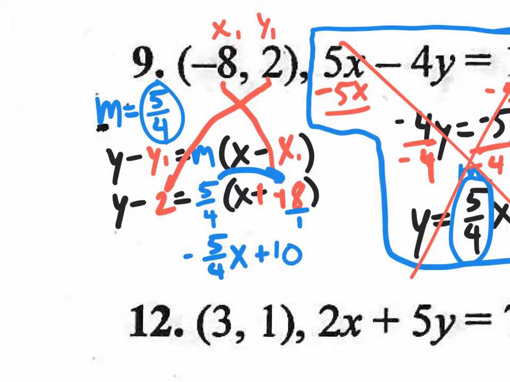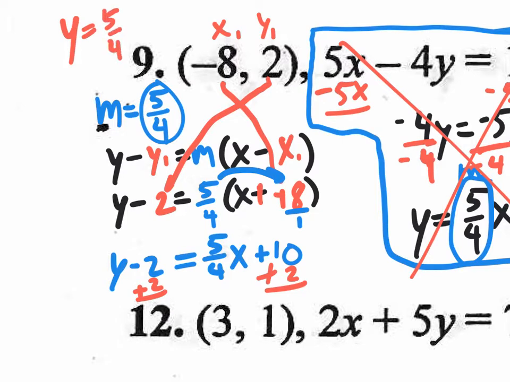Okay, so you really have the equal sign right there and y minus 2. The final step would be to get rid of that minus 2 by going plus 2 here, plus 2 over there. Your final slope-intercept form equation is y equals 5/4 x plus 12. That's your final answer for number 9.